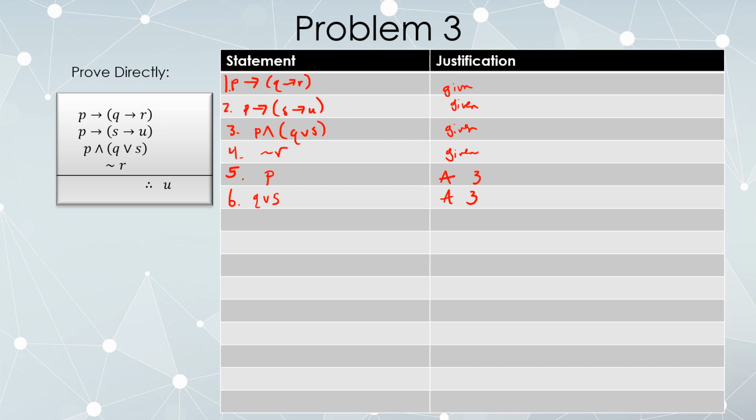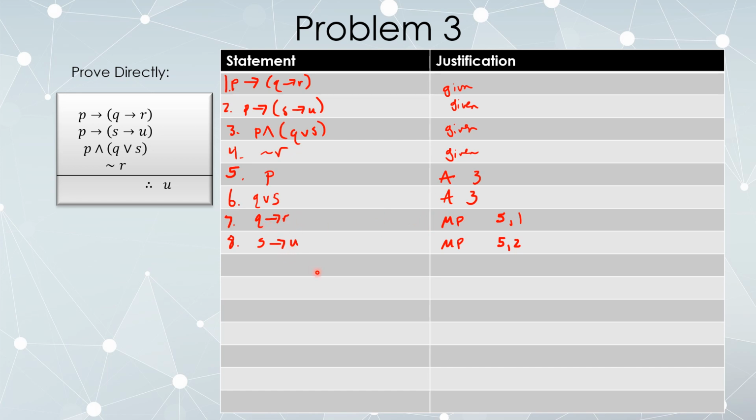Now that we have that P, we can do modus ponens with line 5 and 1, and we can also do modus ponens with line 5 and 2. So if we combine P with P implies Q implies R, that's going to give us Q implies R. And if we combine P with P implies S implies U, that's going to give us S implies U. Okay, so our new information that we just got out, Q implies R, S implies U.